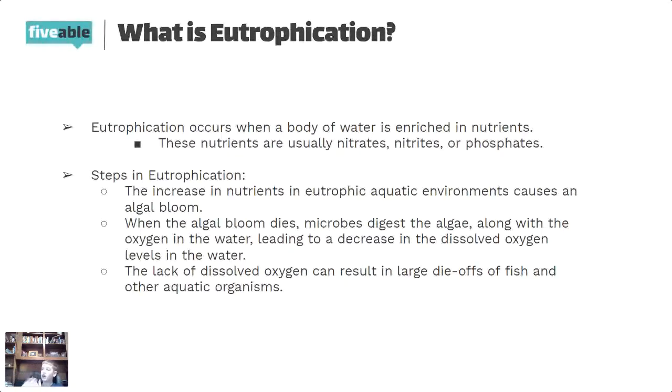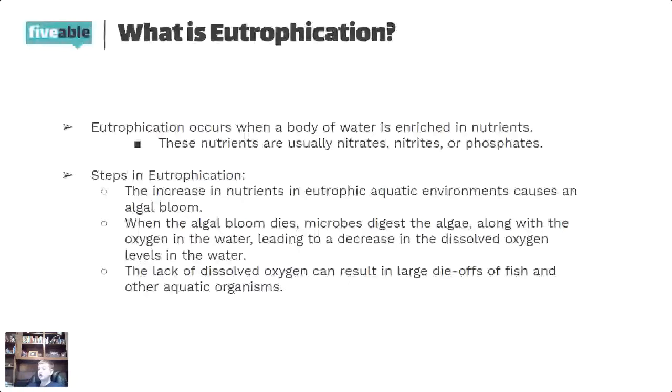And then the last step is that the lack of dissolved oxygen results in large die-offs of fish and other aquatic organisms. Now, something that most people don't know is fish can't just breathe water. How fish breathe underwater is that there's something called dissolved oxygen in water. As humans, we breathe oxygen and we drink water. Fish do the same way, they just breathe the oxygen underwater. Human lungs can't take in the amount of oxygen that's in the water, but fish and plants and other aquatic organisms can. They can use the oxygen from that water while not drowning, which is how they live underwater.